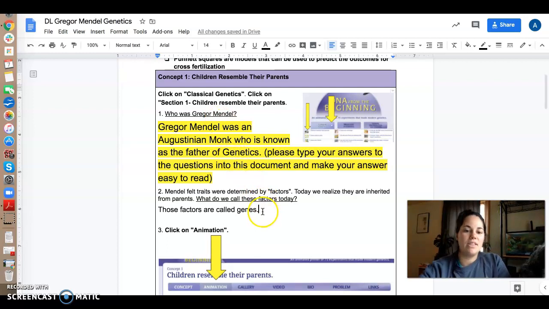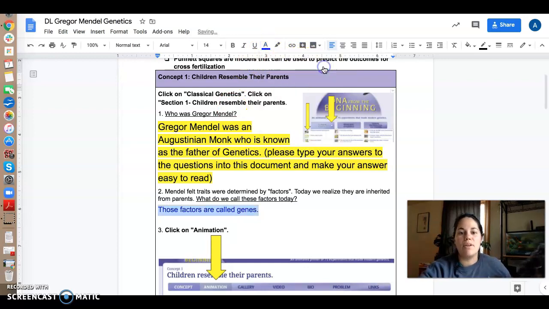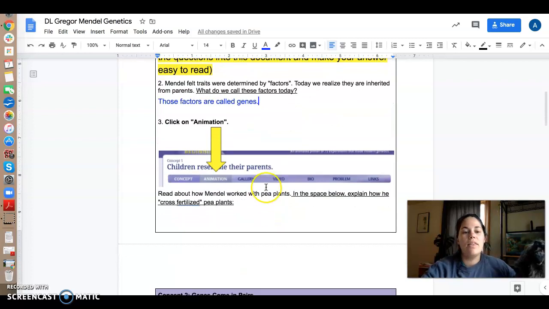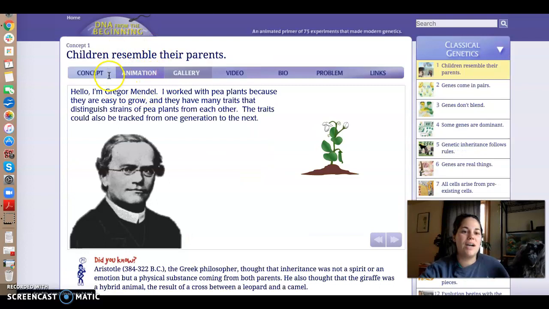And let's say I want to make this look a little bit different from my instructions, so I might choose, like when I answer, I'm going to type in blue. Then it asks us to click on the animation for this section. So children resemble their parents. So we'll go over here and click on animation, which was up here at the top.